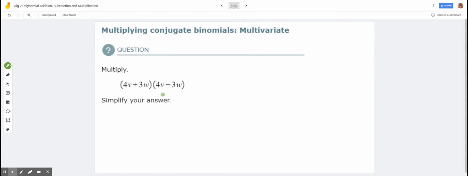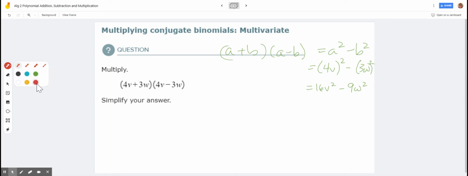Here's another one. If you look at the formula, a plus b times a minus b equals a squared minus b squared. Those of you that are getting this, that's going to be 4v squared minus 3w squared, which is 16v squared minus 9w squared. If you can do that, that's fantastic. If not, just do the dang math.